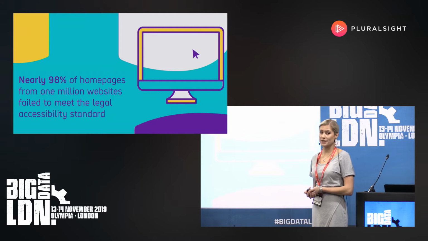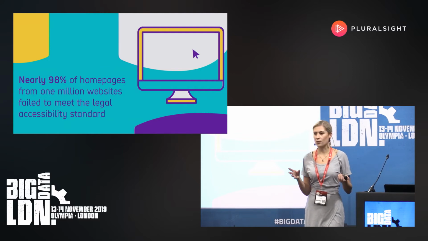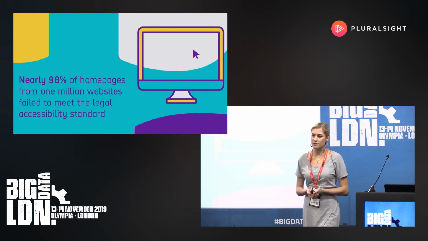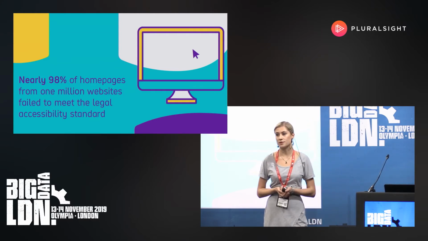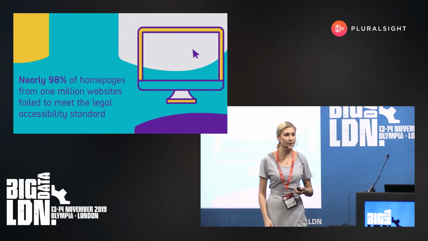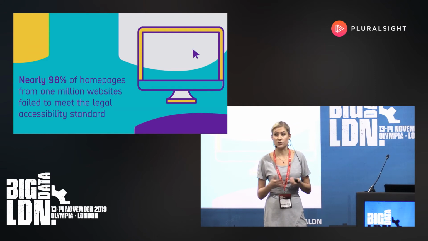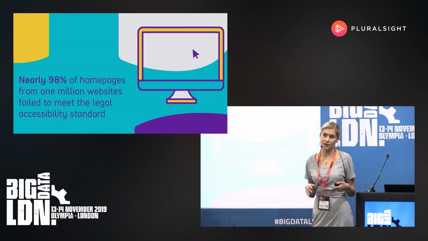Does anyone here know what accessibility means? It's basically how accessible your website is for people who have access requirements. I'll also add that access requirements don't necessarily mean that someone is disabled. It could be that someone is temporarily disabled, so they could have broken an arm, they could be holding a baby, they could be in a loud environment, they could be in a dark room. So making your product accessible is better for absolutely everybody.